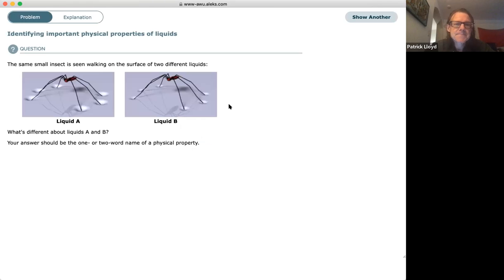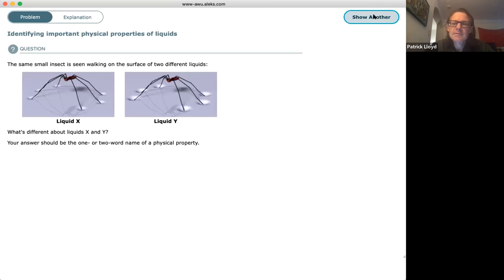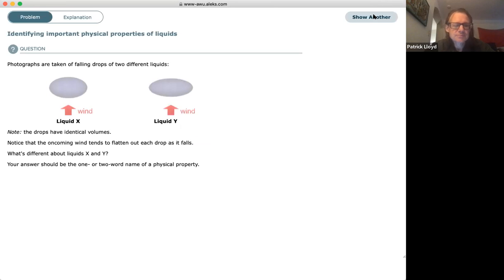Okay. And then we've already looked at that one. Good. All right. So there's that type of problem. That one is the issue of surface tension, density, viscosity, which is resistance to flow, and then vapor pressure, which is evaporation. Okay, so it's like a fun little problem to do.